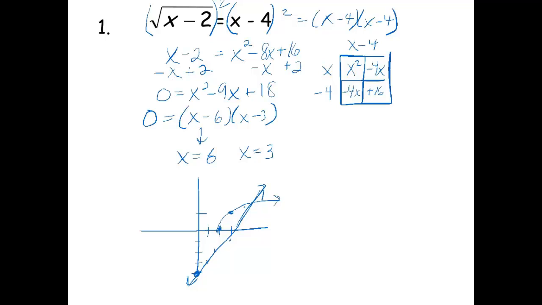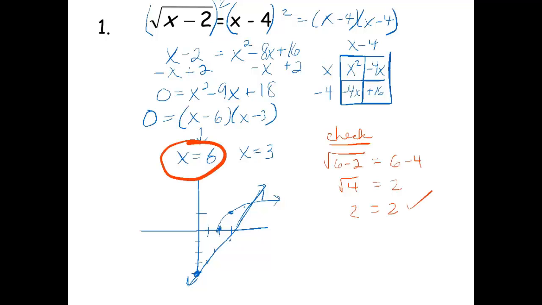So I'm actually going to substitute them or plug them back into this equation and see which one is going to work. So I'm basically doing a check, but I'm not checking to see if my work is correct. I'm checking to see which answer is actually a real answer. So let's check the 6. Square root of 6 minus 2 equals 6 minus 4. Remember, I'm using it in the original equation. So I got the square root of 4 equals 2. Yep, that's true because 2 equals 2. Great. I believe that x equals 6 is a real answer.